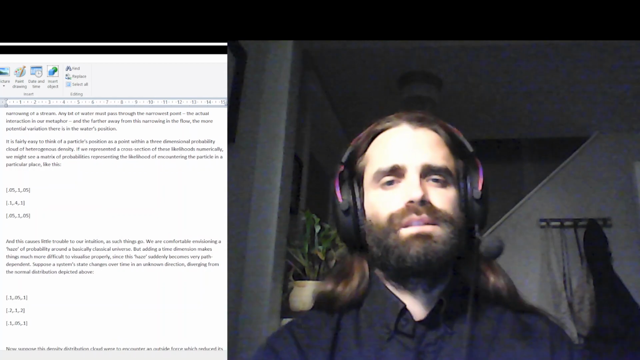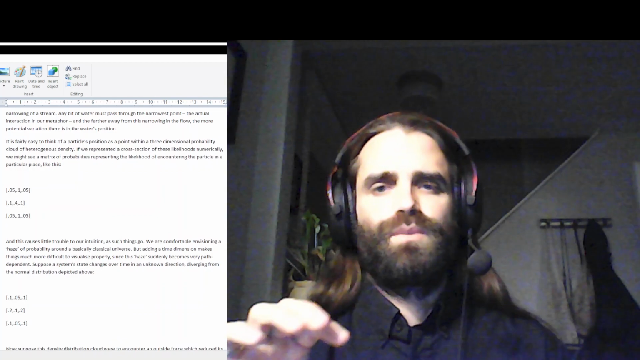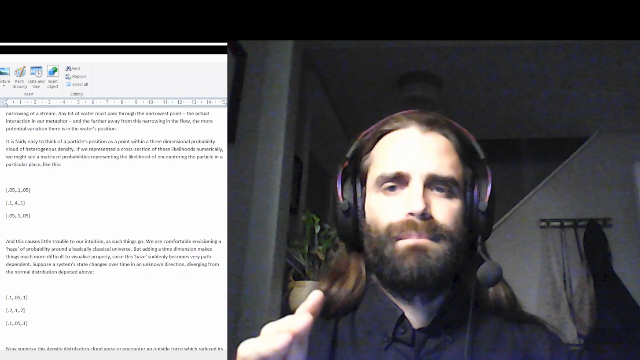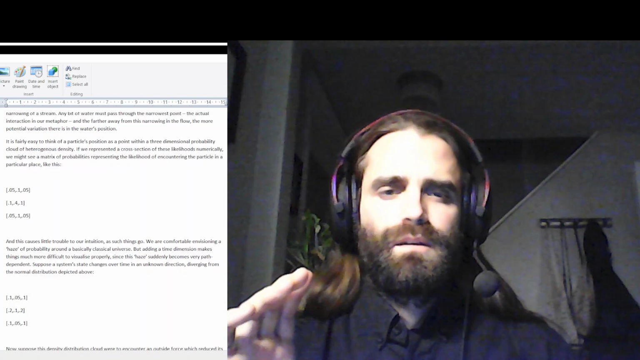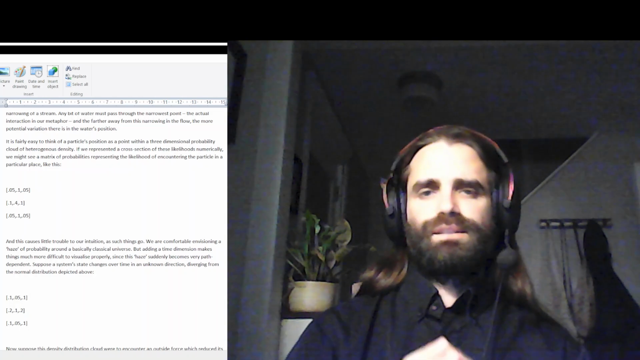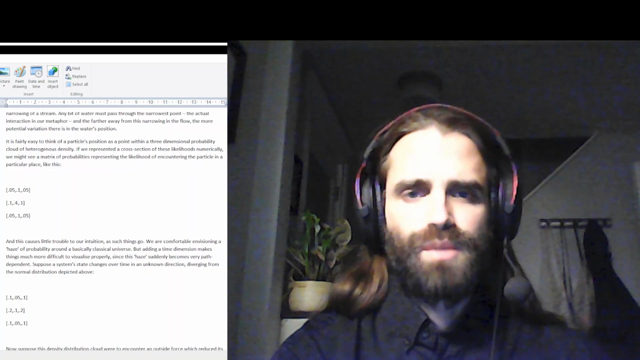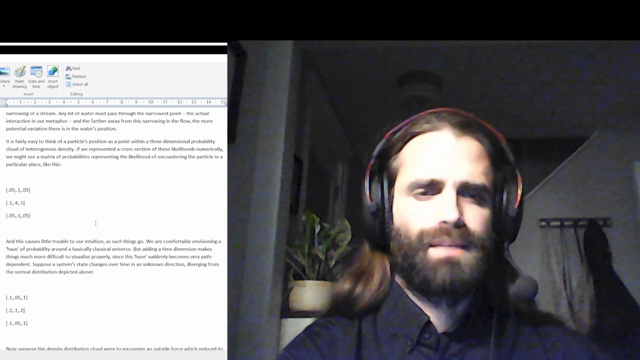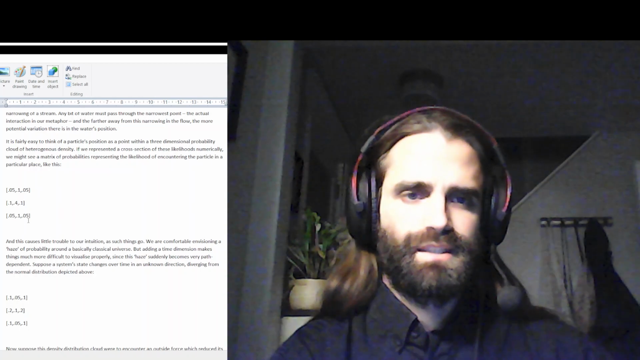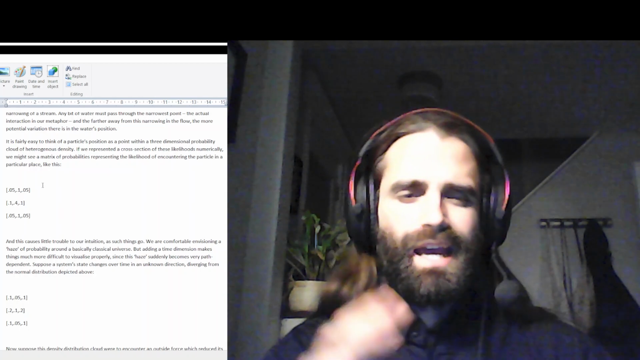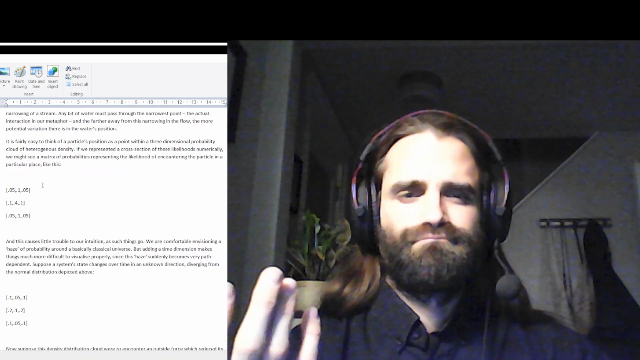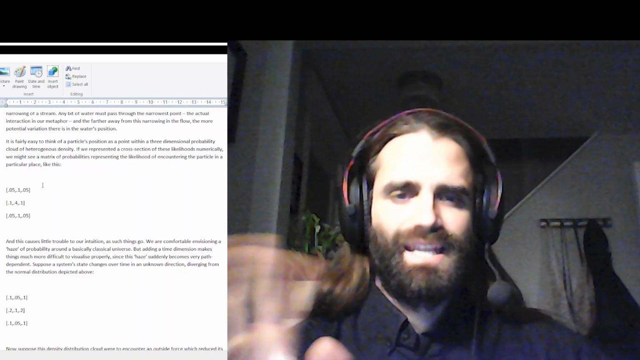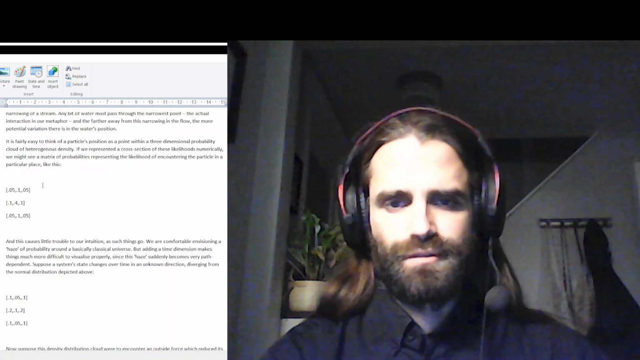Now, it's fairly easy to think of a particle's position as a point within a three-dimensional probability cloud of heterogeneous density. We can represent that as a matrix of probabilities representing the likelihood of encountering the particle in a particular place. If you're watching a video, you can see an example of a matrix like that. And that doesn't cause much trouble to our intuition. We're comfortable envisioning a haze of probability around a basically classical universe.